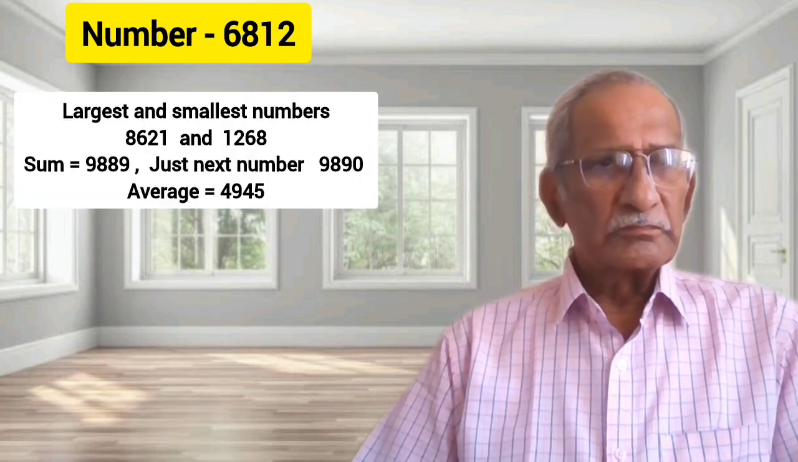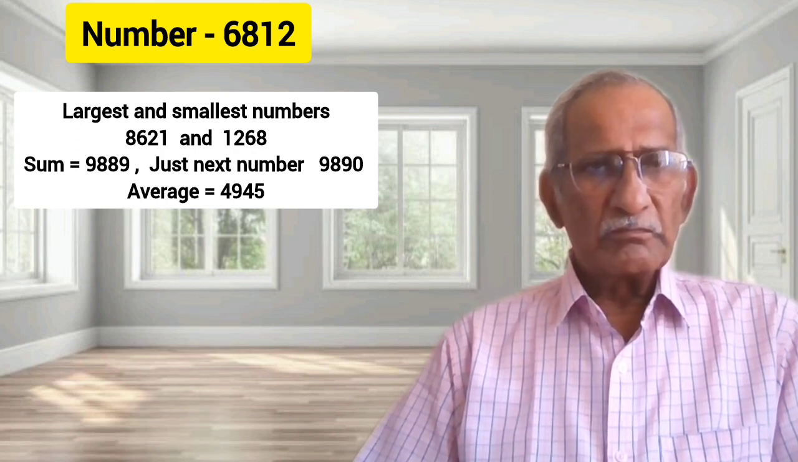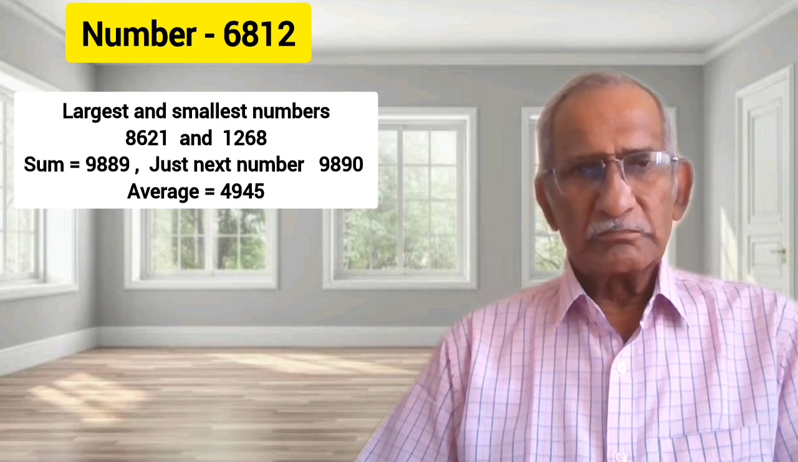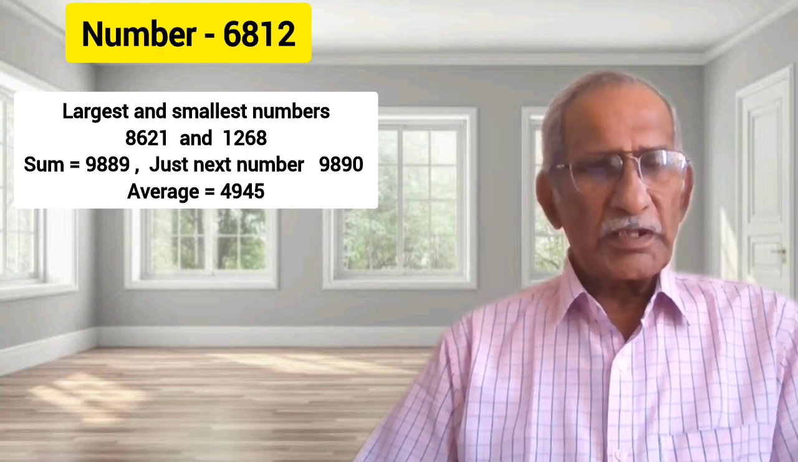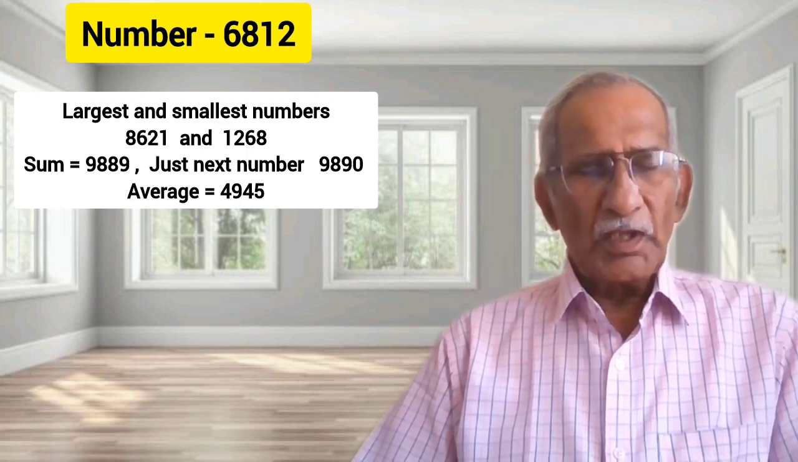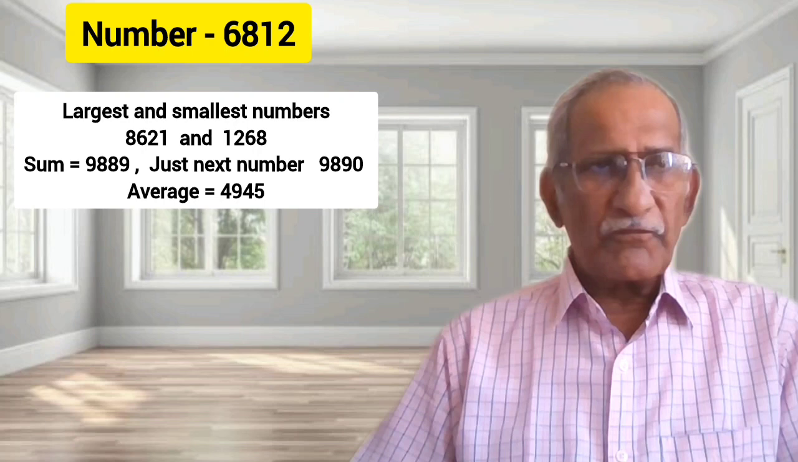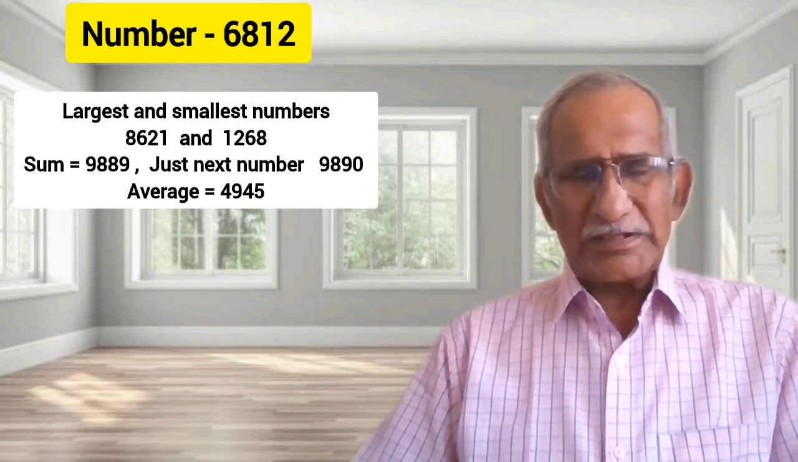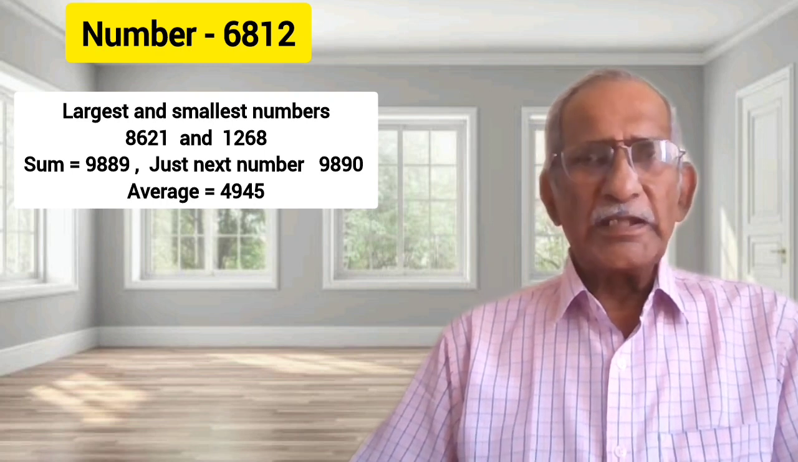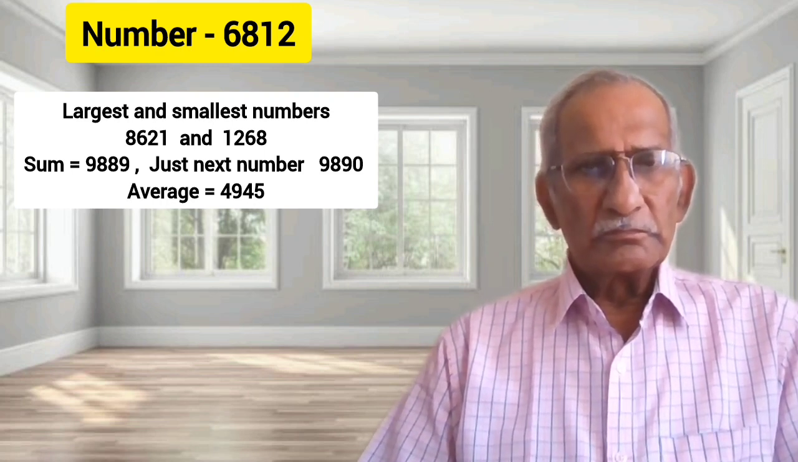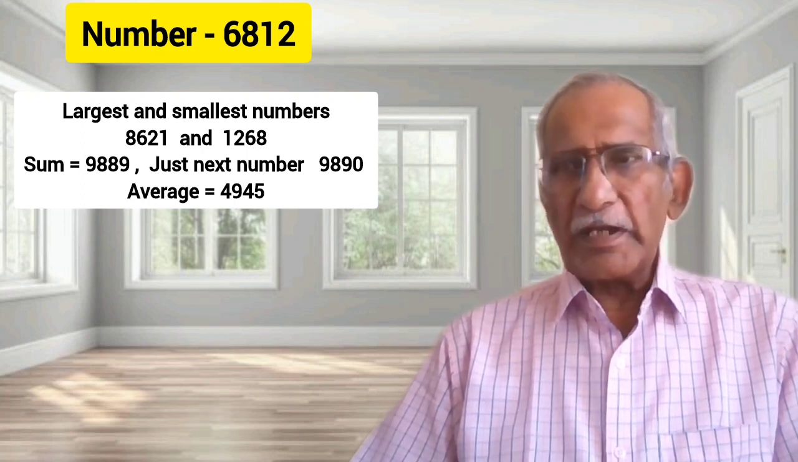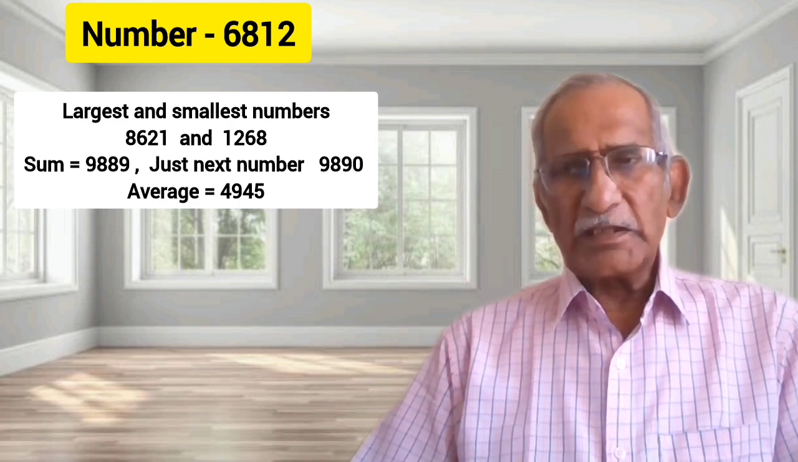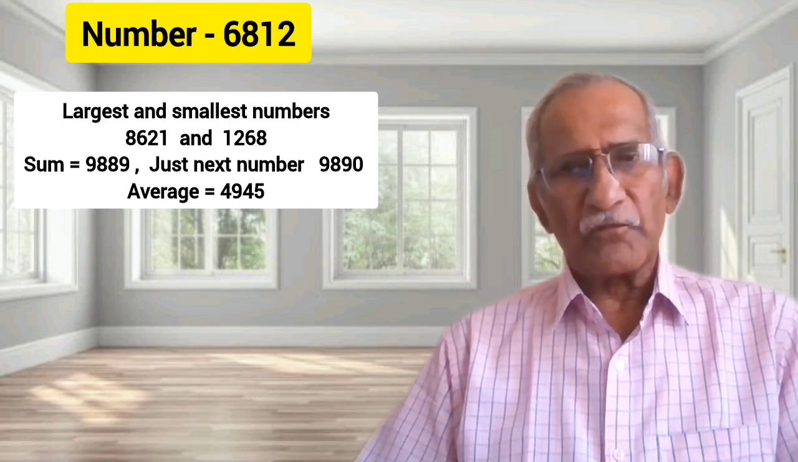Suppose that the number is 6812. Largest and the smallest numbers are 8621 and 1268. Their sum is 9889. Now it is odd. If we find the average, then it will come in fraction. So let us take just the next number, 9890. Its average is 4945. 9890 divided by 2, that is 4945.